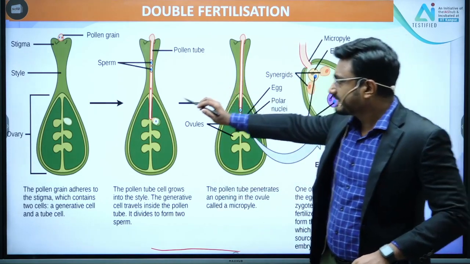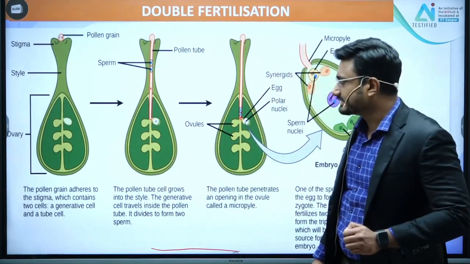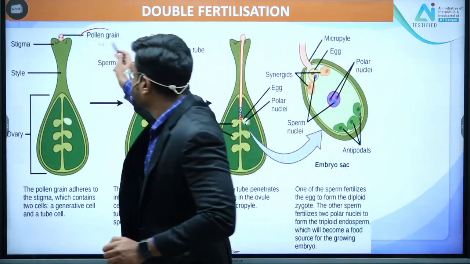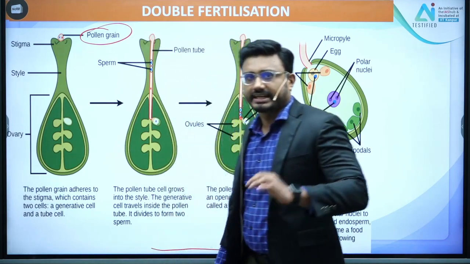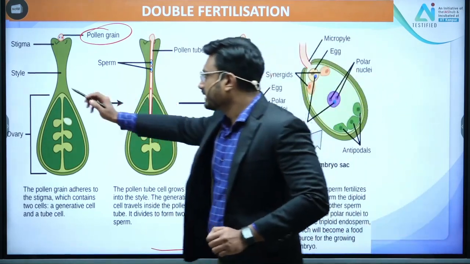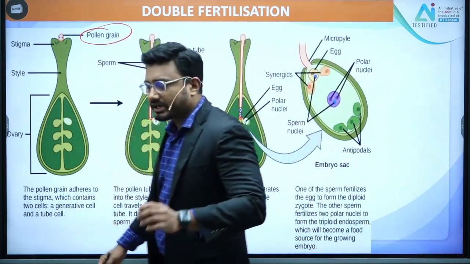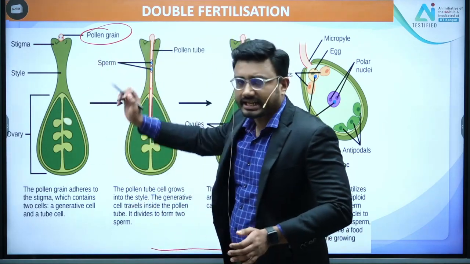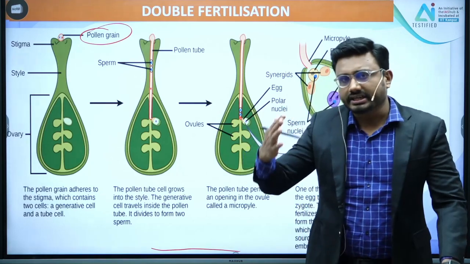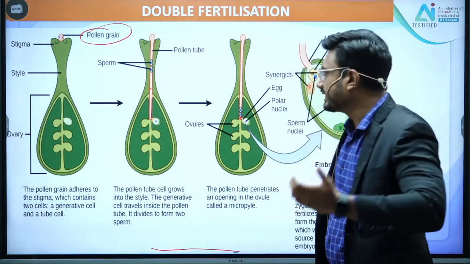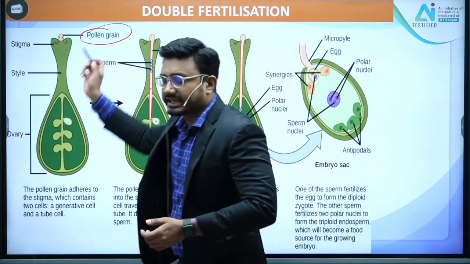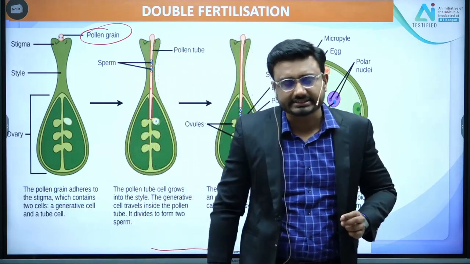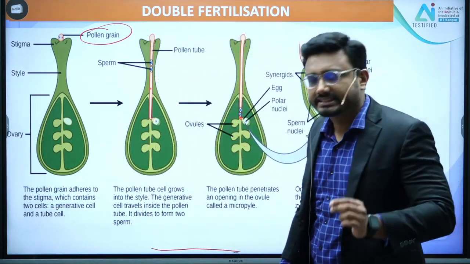What happens in double fertilization is that here we have the pollen grain. This pollen grain is received by the stigma. This is the female reproductive part of the plant, that is the stigma, style and ovary. Here we can see that the stigma is sticky in nature and thus it receives the pollen grain. Now this pollen grain consists of two cells, the generative cell and the vegetative cell.